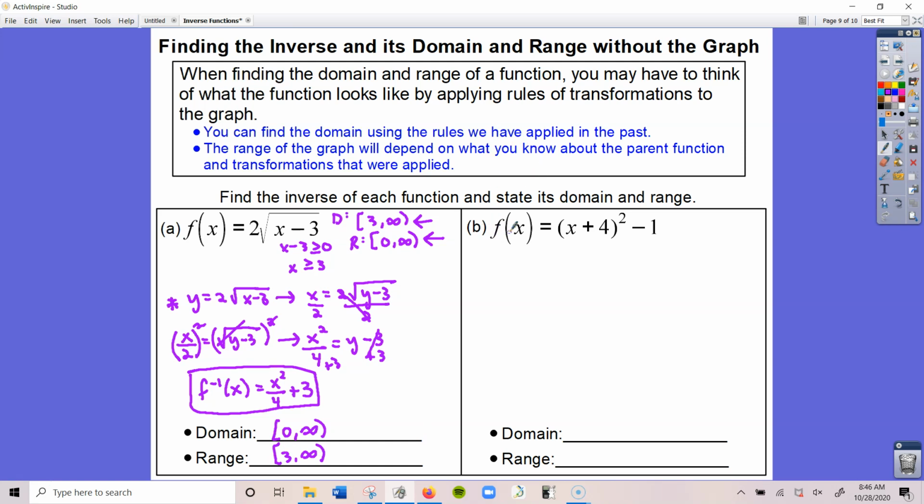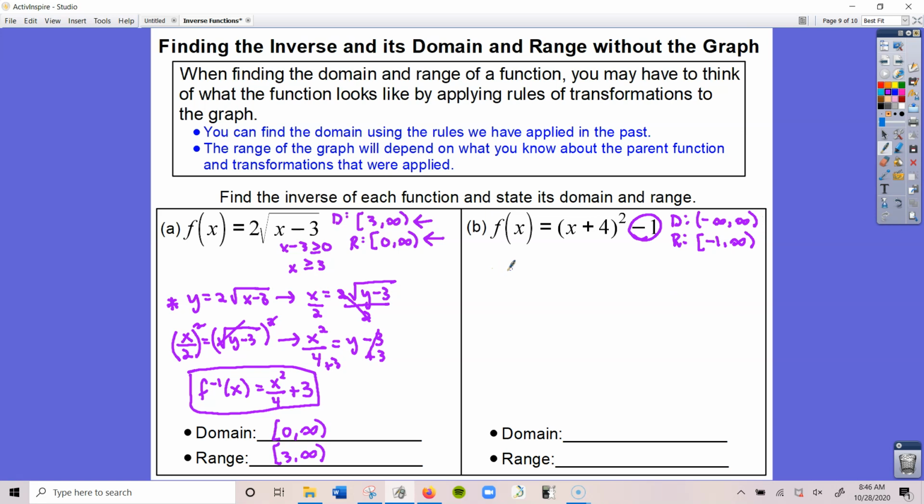Now for b, we have f of x is equal to (x plus 2) squared minus 1. So the domain of this, because this is a quadratic, is from negative infinity to infinity. And the range, remember we're looking to see if we have any number added or subtracted on the outside. This means that my parabola was shifted down 1 unit. So it would start from negative 1 to infinity.